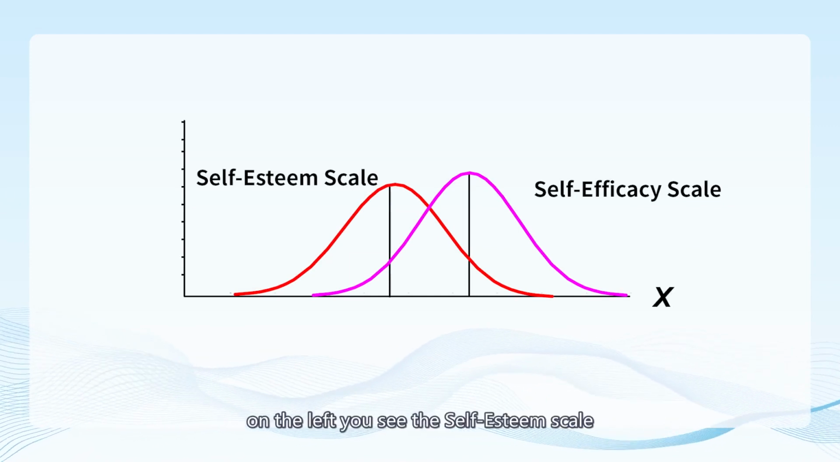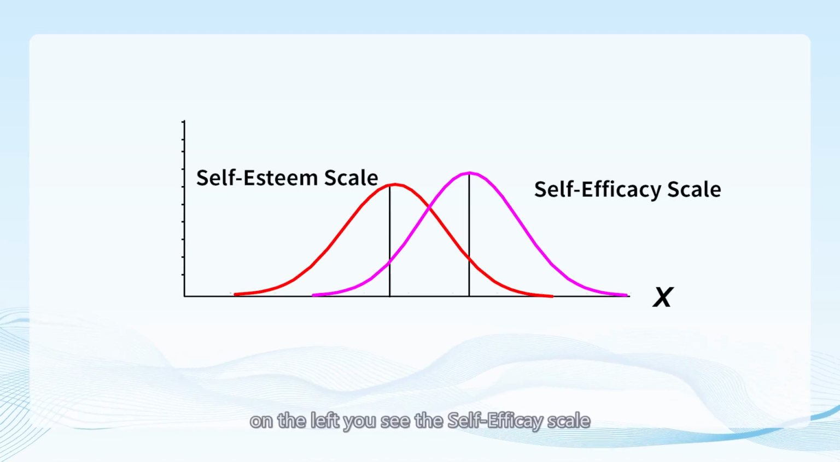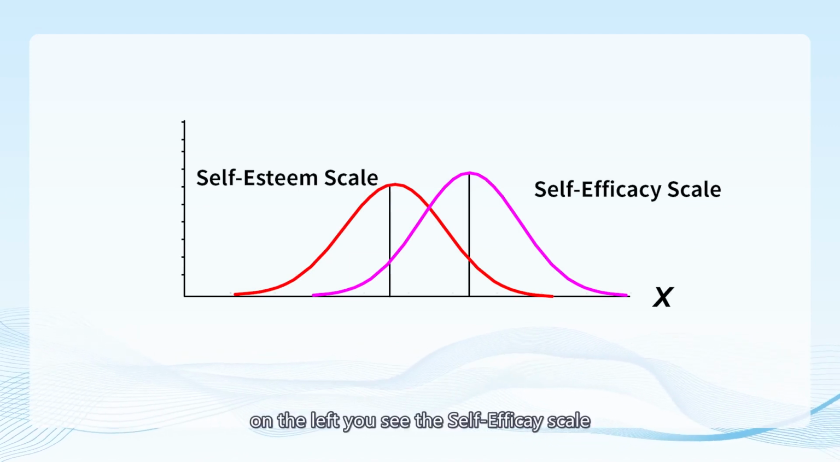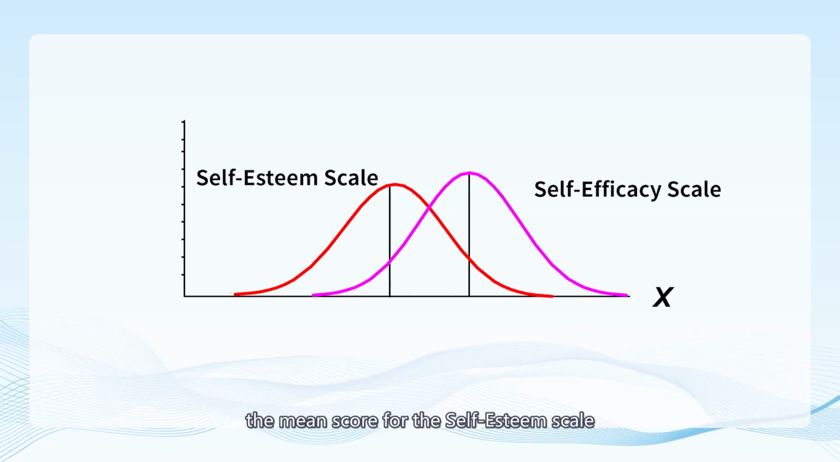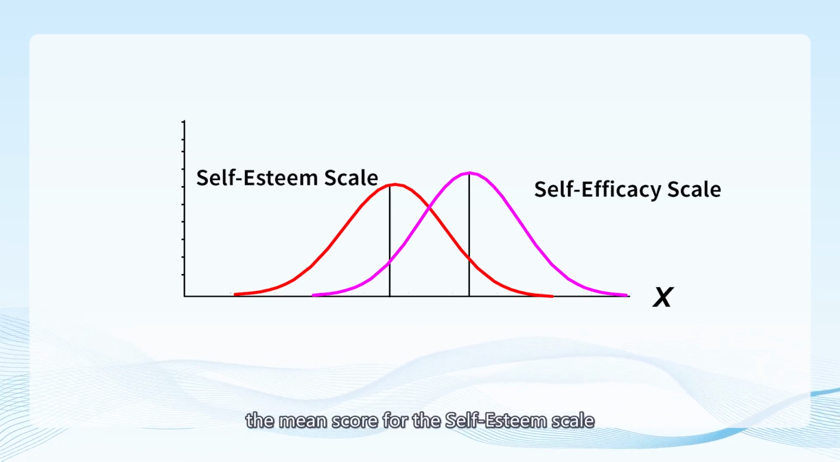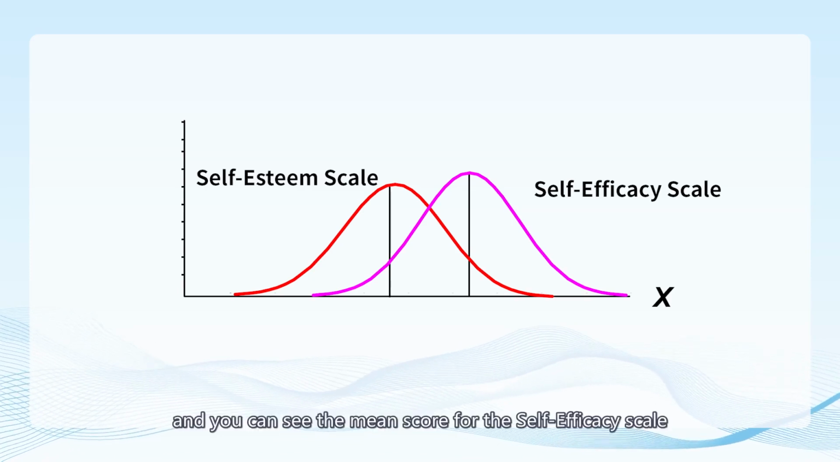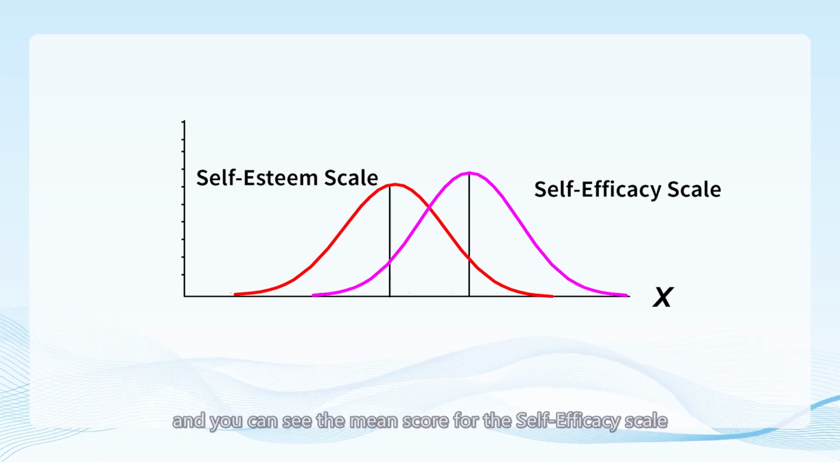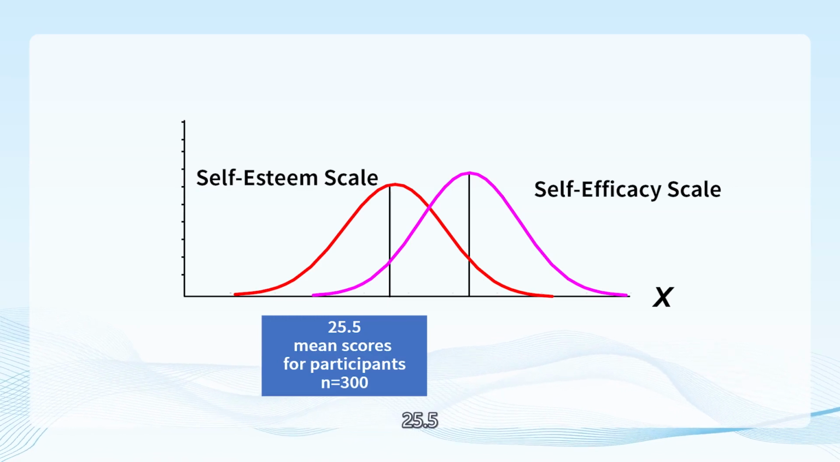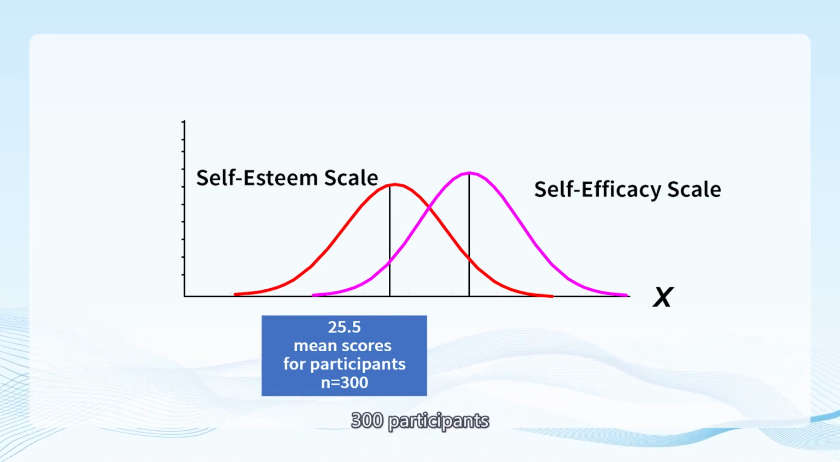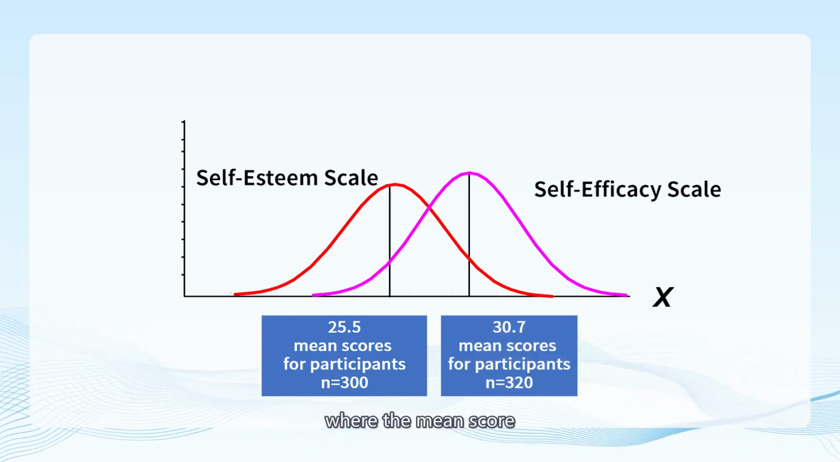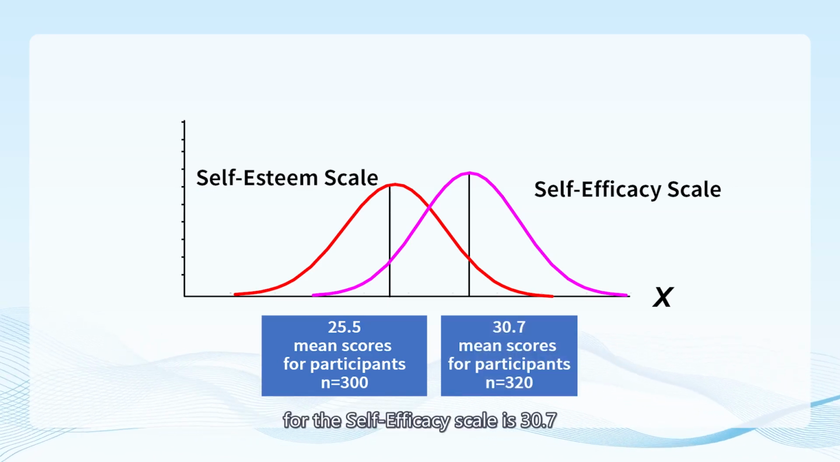Now, having said all of this, let's look at this. On the left, you see the self-esteem scale. On the right, you see the self-efficacy scale. Okay. Now you can see the mean score for the self-esteem scale is 20.5. This is from 300 participants, whereas the mean score for the self-efficacy scale is 30.7.